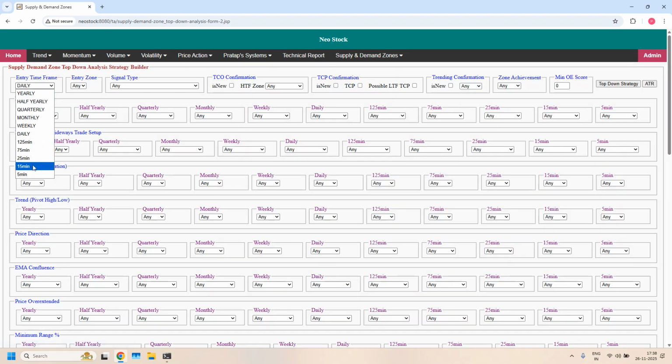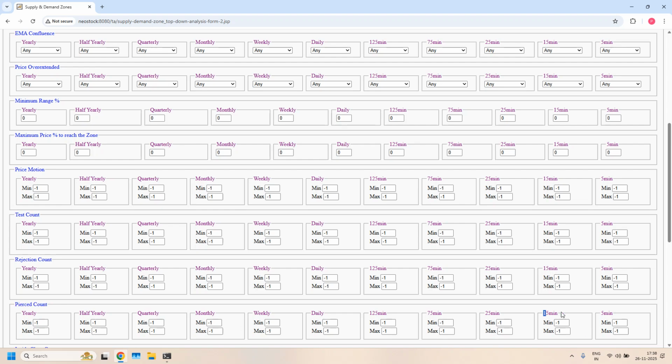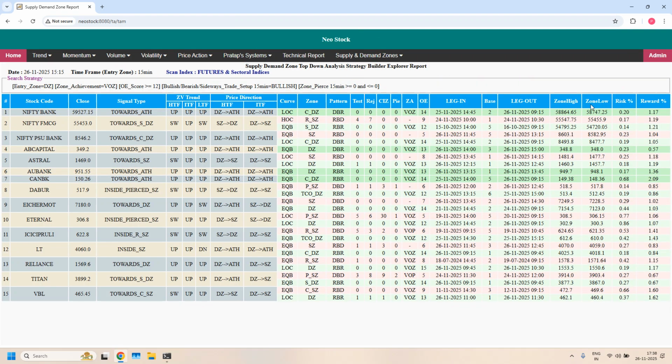So let me select 15 minutes demand zone. Bullish, I am adding zone achievement VOZ, minimum order enhancer score 12, and also 15 minutes demand zone should not be pierced. So pierced count 15 minutes time frame, minimum value 0, maximum value 0. With these filters we got 15 stocks supporting bullish trade setup for daily income trade. Entry time frame zones are 15 minutes demand zones. So total we got 15 stocks. Out of these 15, we should identify high probability trade setup, 15 minutes demand zones.